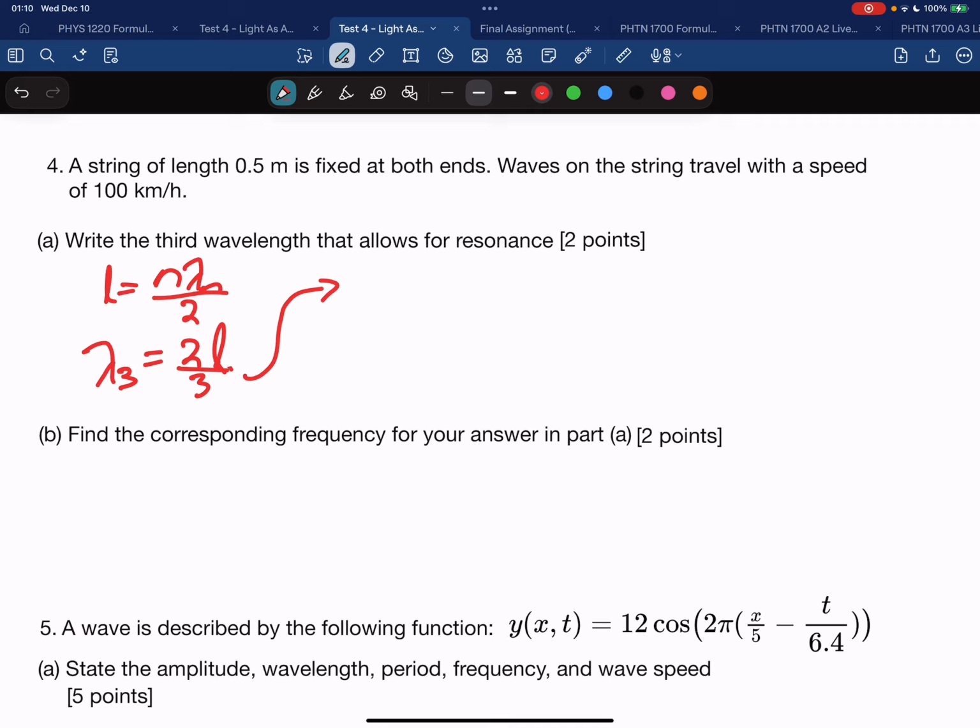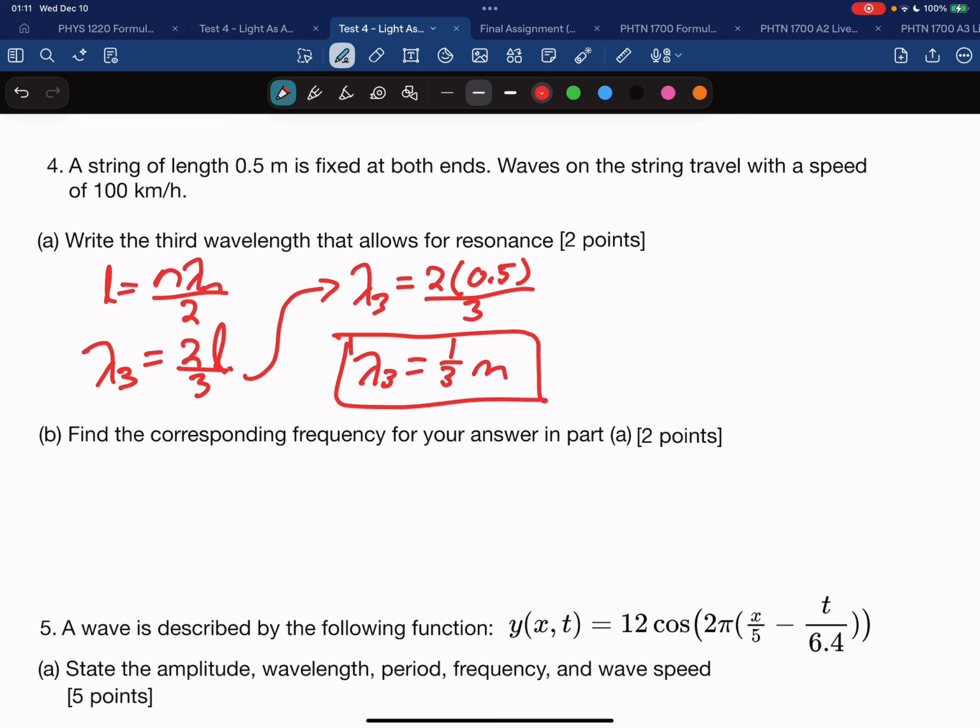Moving over here and plugging in for L now. We have 2 times 0.5 over 3. That gives us a wavelength of 1 over 3 meters, or just 0.3 repeated. So that is the wavelength. And part B, find the corresponding frequency for your answer in part A. We are given the speed of 100 kilometers per hour, so we are going to use the wave equation here.